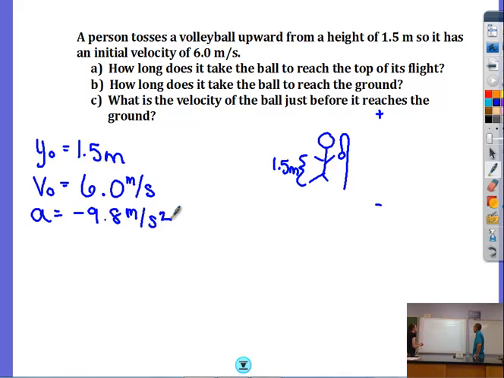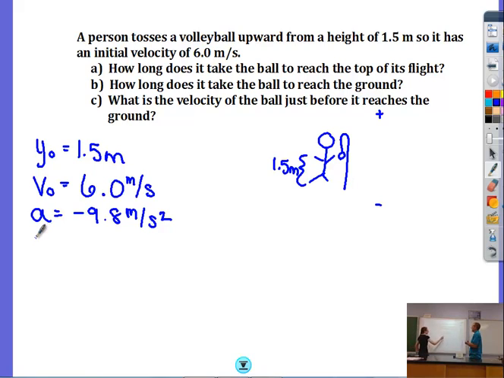Okay, let's look at what we need to figure out. How long does it take the ball to reach the top of its flight? So to go from here to here, what else do we need? How long does it take the ball to reach the ground? So I'm assuming that's from here to here. Yep, time of flight. What is the velocity of the ball just before it reaches the ground? Okay, so there's a lot of information here. I think we can do A. It's actually pretty straightforward. There's a hidden piece of information in A.